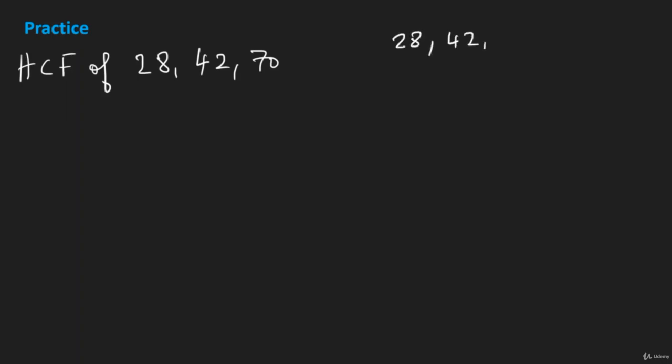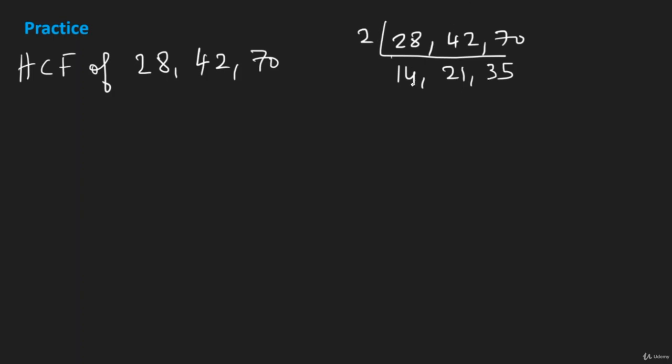Let's practice some HCF and LCM questions. Let's try to do the HCF of 28, 42 and 70. Now, what is a common factor that we can take out of them? I can take out 2, right? So 28 by 2 is 14, 42 by 2 is 21 and 70 by 2 gives me 35.